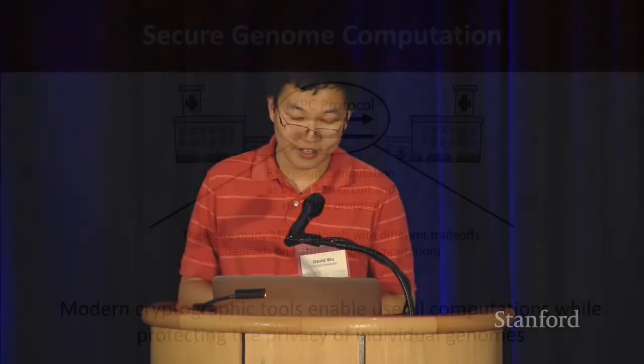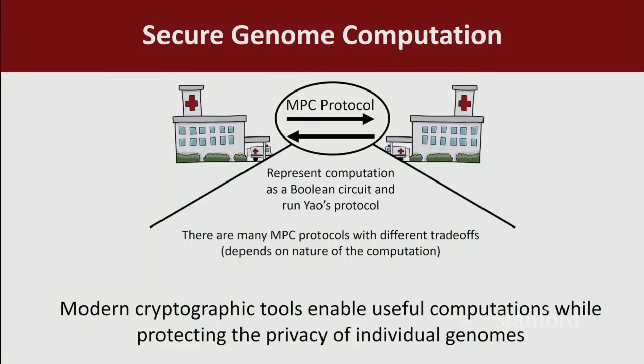For instance, in our scenarios, we oftentimes represent the computation as a Boolean circuit, and then we run an instantiation of Yao's protocol. For other scenarios, such as the large-scale genome-wide association problem, we use different multi-party computation protocols. And these will vary depending on the nature of the computation, what kind of protocols we would like to use to achieve what kind of efficiency and performance constraints.